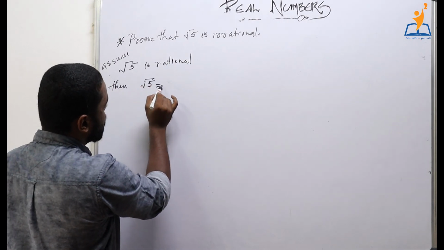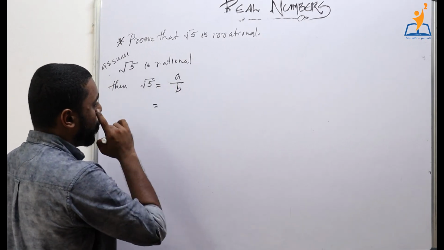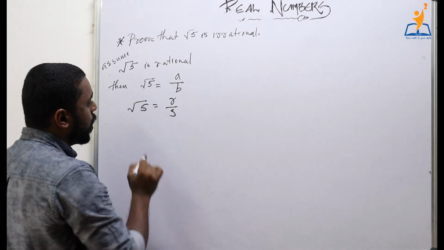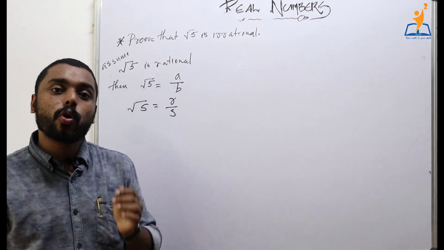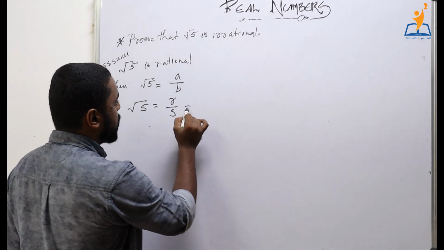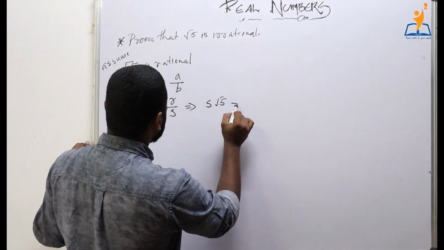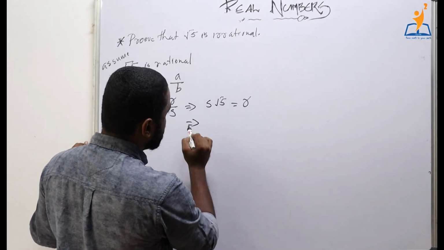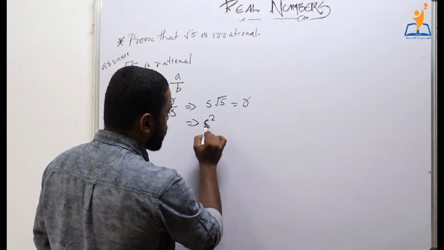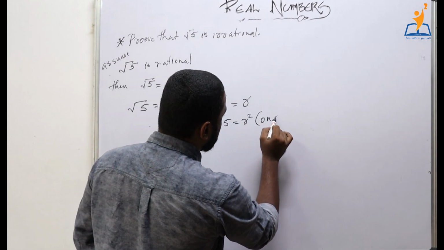Root 5 is equal to a by b. Cancelling all the common terms we have, root 5 is equal to r by s. Now r and s have no common terms. Now cross multiplying, just like the previous problem, we get s root 5 equal to r, which implies on squaring we get s square into 5 equal to r square.